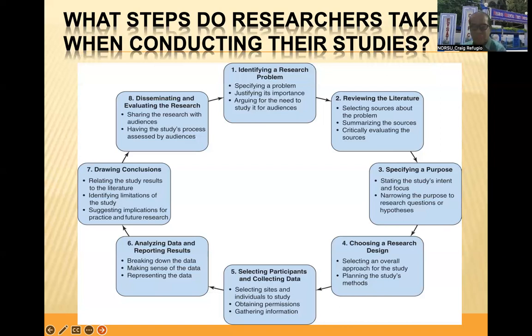Number 4, choosing a research design. I mentioned in our previous lectures and even in those different videos that I let you watch that there are many designs. Basically, we have the 3 major research designs: the qualitative research design, the quantitative research design, and the mixed research design.